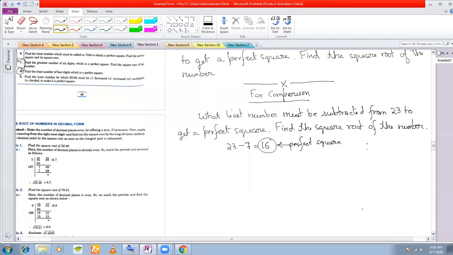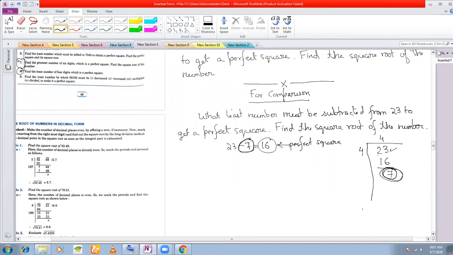This is how we are getting it. Take 23 by the division method. You have 4 into 4, 16, and the remainder is 7. So what should be subtracted from 23? 7. These two 7s are the same: the 7 you are getting as a remainder and this 7. That means 7 must be subtracted from 23 to get a perfect square.